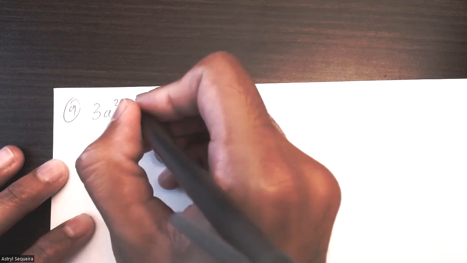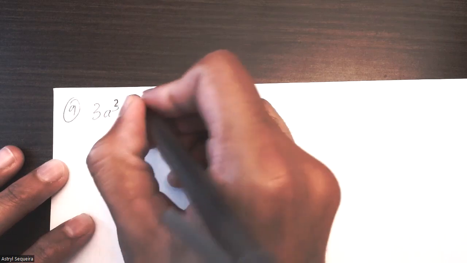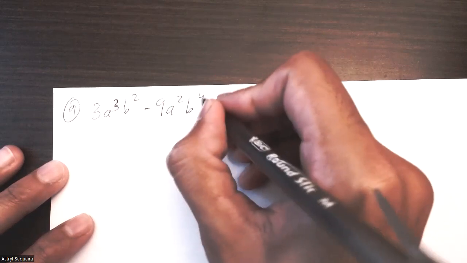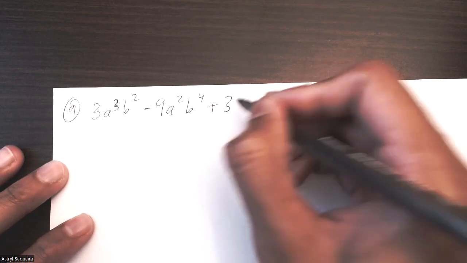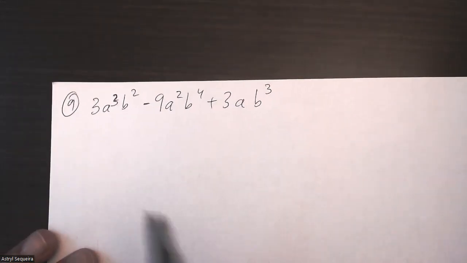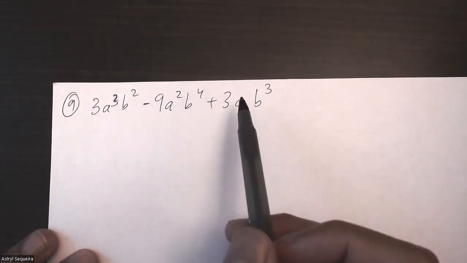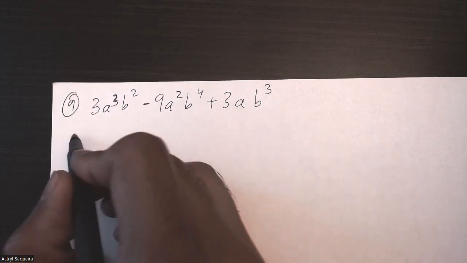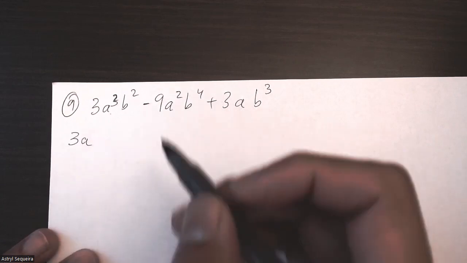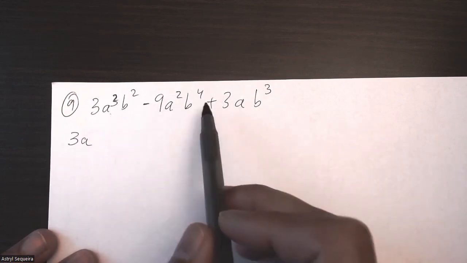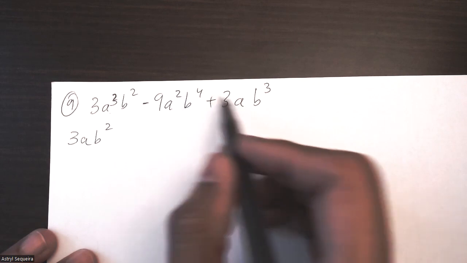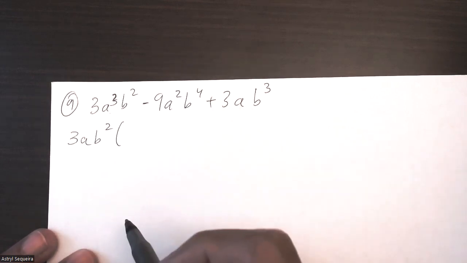We have 3a squared, a cube b squared minus 9a squared b4 plus 3a b cubed. So again, this is grade 10 math. We just want to common factor this over here. For the numbers, my largest common factor is 3. For the a terms, my largest common factor is a. And for the b terms, my largest common factor is b squared. Basically, you're taking the lowest of each term as a common factor.